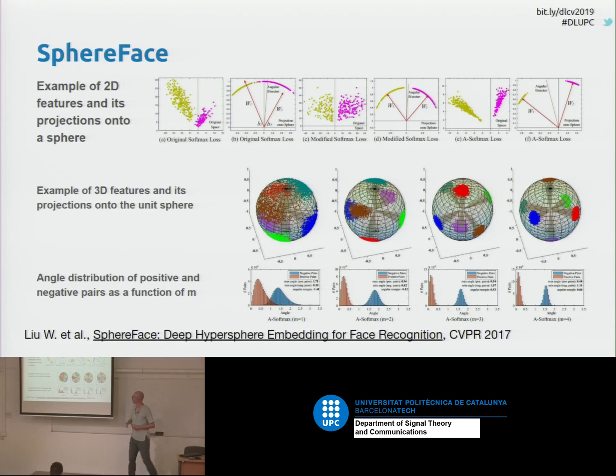The effect of the margin parameter m can be seen in this plot. When we increase the value of the margin, what we are doing is separating more and more the features of the different classes. This is a projection onto a sphere showing how the classes can be more and more separated by increasing this margin.